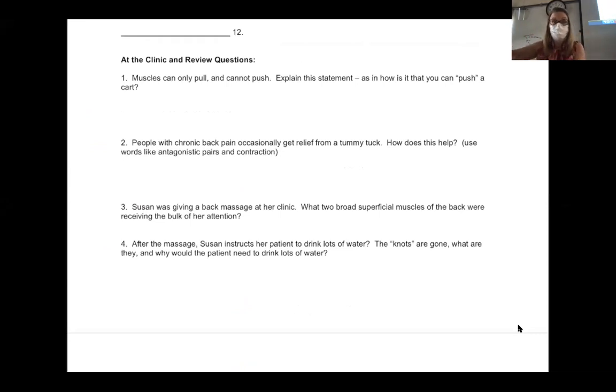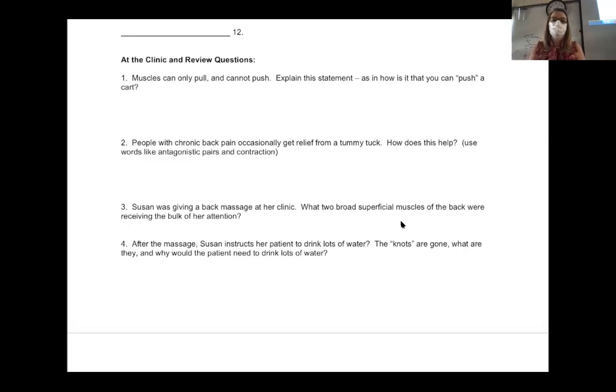The homework is due Friday. It's due Friday. So if you have questions tomorrow and you want to come in and ask, that's great. I might be in the middle of something, but you can read stuff off to me. I mean, I can almost double task most of the time. Ooh, look at number 4 right here. After the massage, student instructs her patient to drink lots of water. The knots are gone. What are they and why would they need? I just gave you that in lecture.